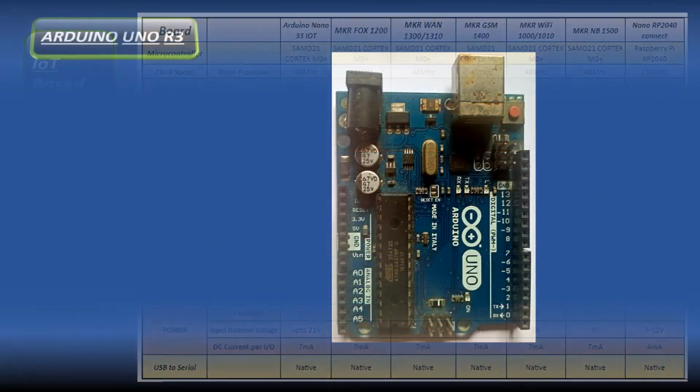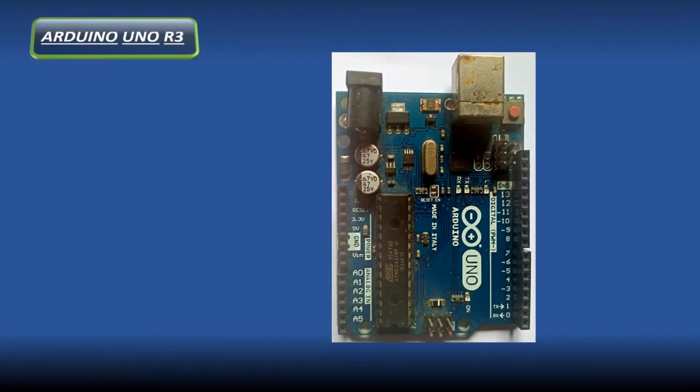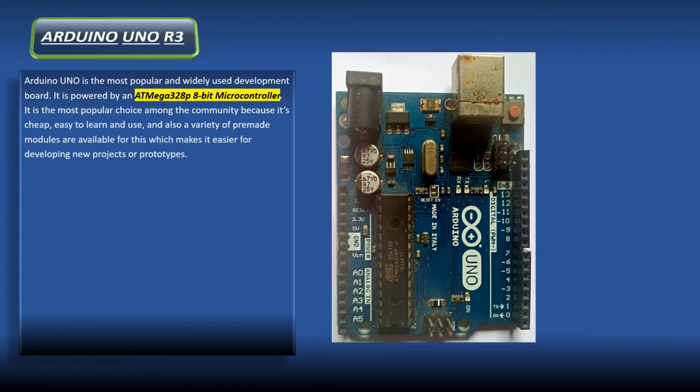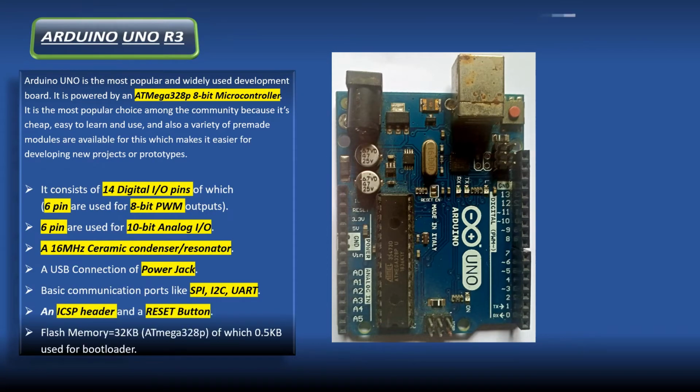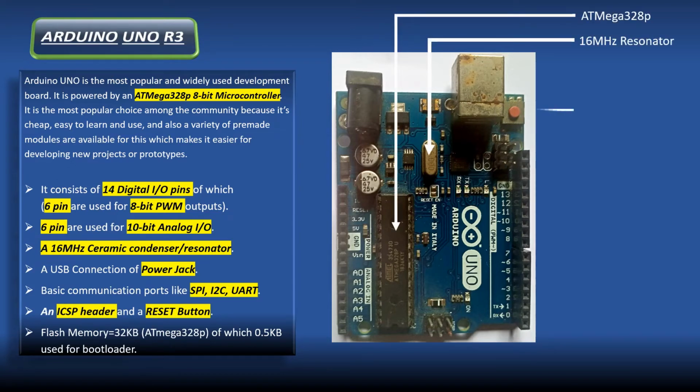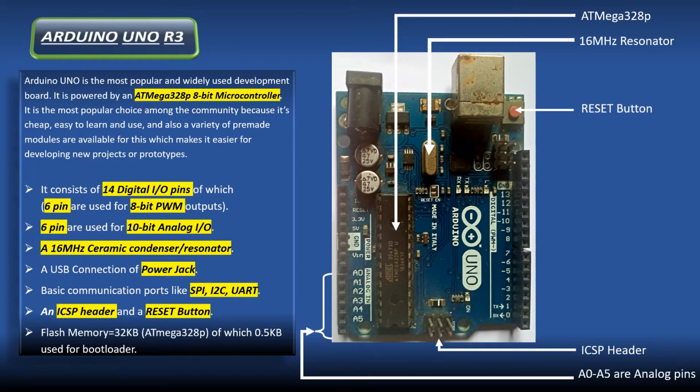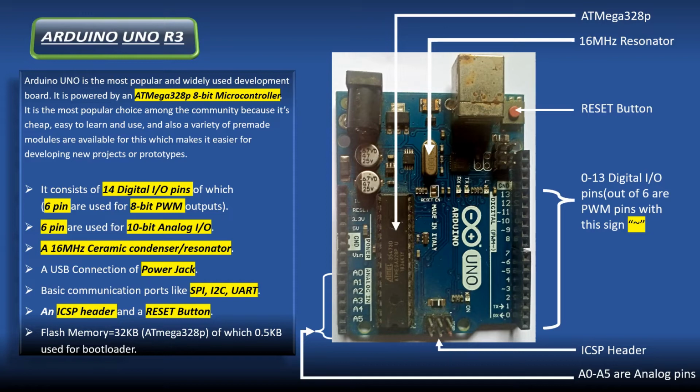In this video we will talk about the Arduino Uno R3. So here is the configuration of this board. It has an ATmega328 MCU chip, a 16 MHz ceramic resonator, 1 reset button, an ICSP header, 6 analog input-output pins, 0 to 13 digital input-output pins, out of them 6 pulse width modulation pins, and a 2.0 USB power jack.